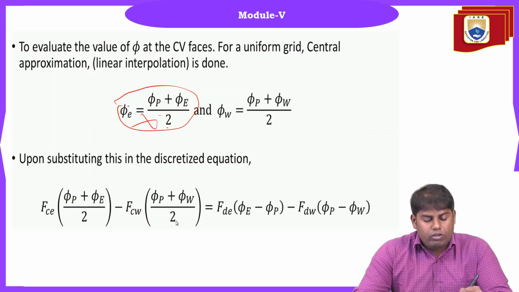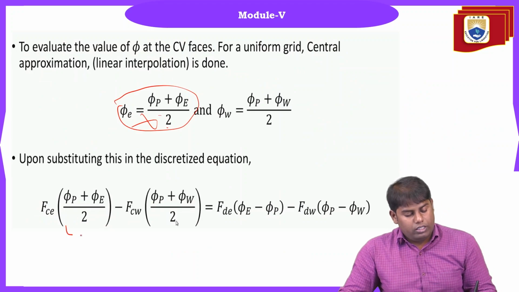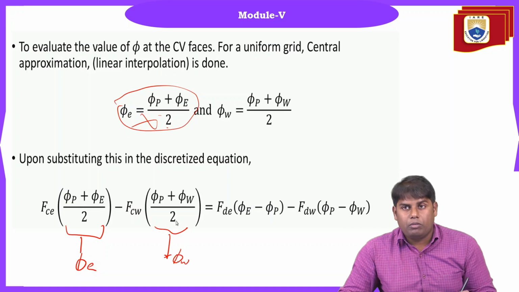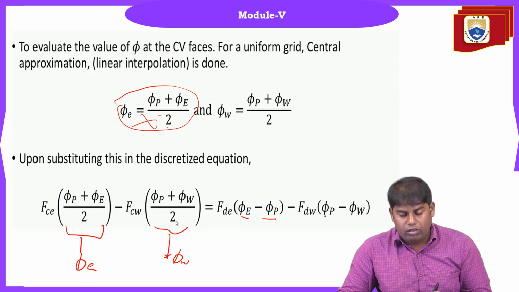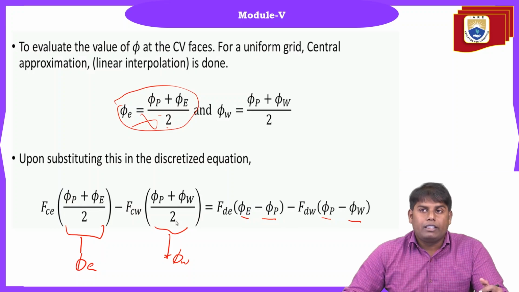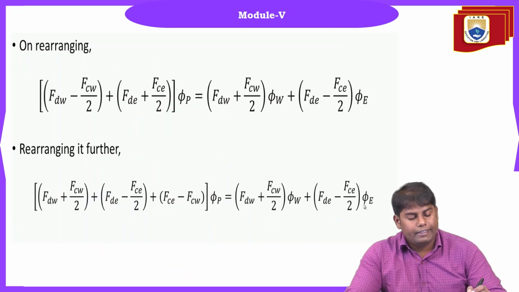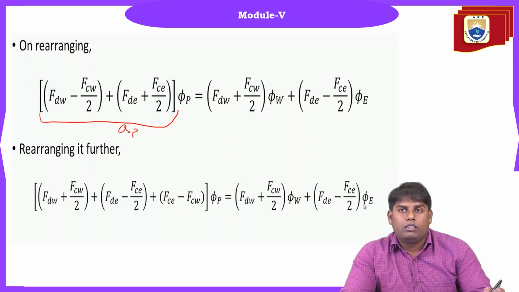So when we substitute these values, phi P plus phi E by 2 and phi P plus phi W by 2, in this equation, instead of phi e, this is the total phi of small e, and this is the total phi of small w. This is phi of small e minus phi of small w, which is equal to phi of capital A, phi of capital P, minus, so we have capital P minus capital A. When we have got these things, we will rearrange; you can take the total as AP, the coefficient.